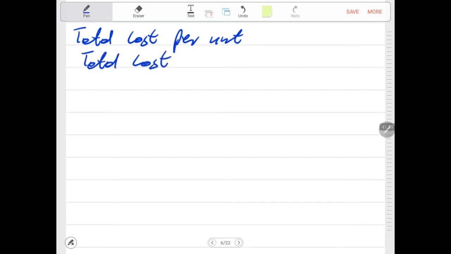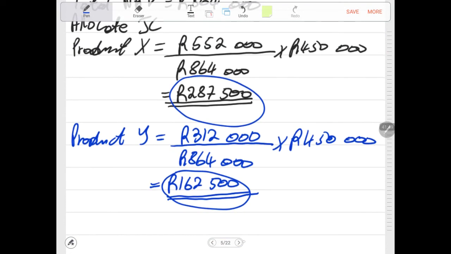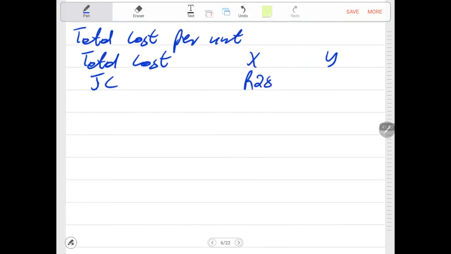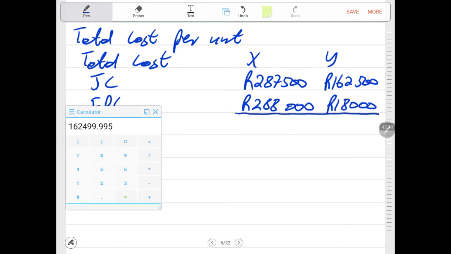We need to know the total cost that is made of joint cost for product X and for product Y. And we look for the joint cost for this product: 287,500 and 162,500. Then we have our further processing cost, which doesn't change, is 288,000 and 180,000. And from here we get to our total production cost.